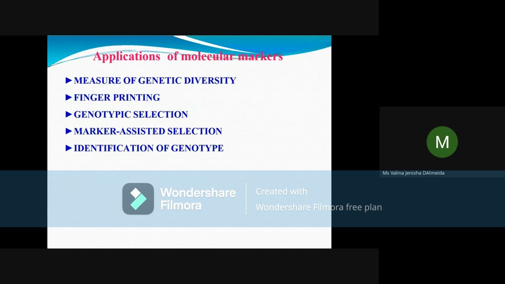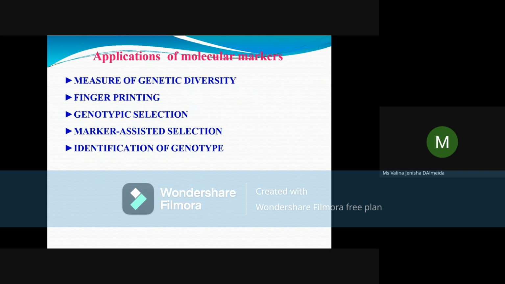The disadvantage is that you need very highly purified DNA. You should have expertise in autoradiography. It is very time consuming, and you need to work on your probes, that is, single stranded DNAs which are able to bind to the sequences, which are radio labeled. So that is a drawback.